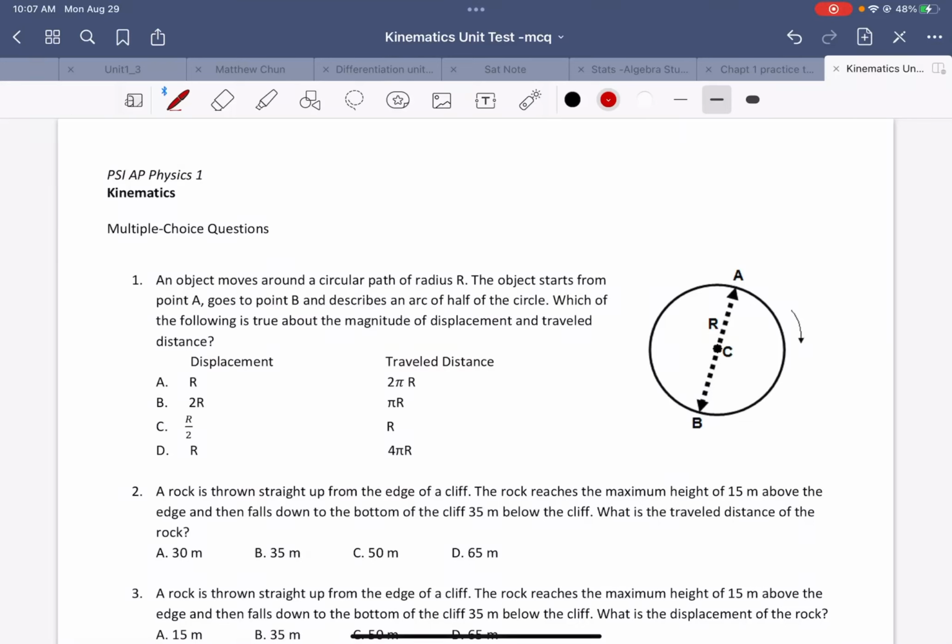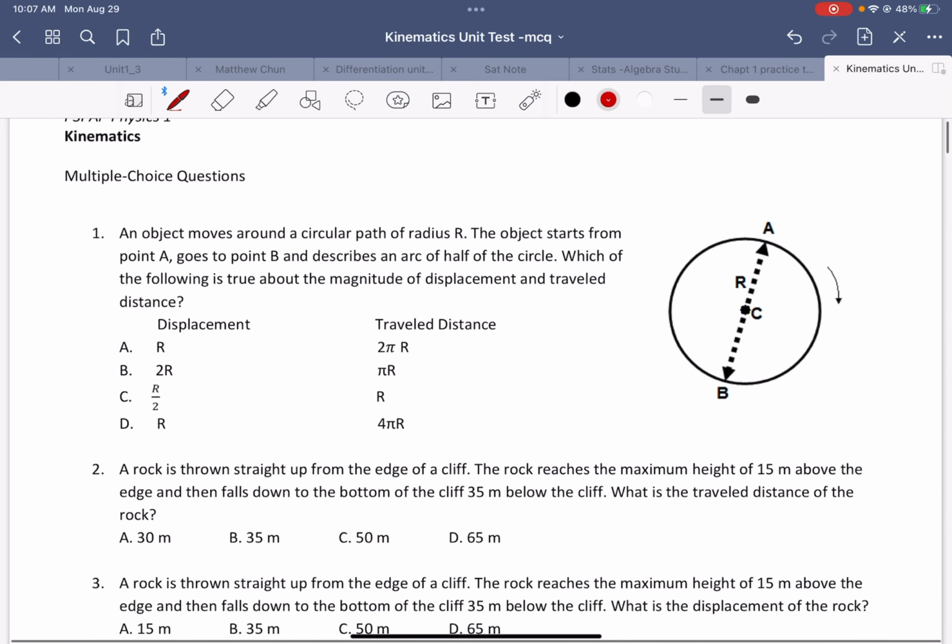Okay, this video is for the AP Physics 1 kinematics test review. Number 1. An object moves around a circular path of radius r. The object starts from point A and goes to B, and describes an arc of half of the circle. Which of the following is true about the magnitude of displacement and travel distance?